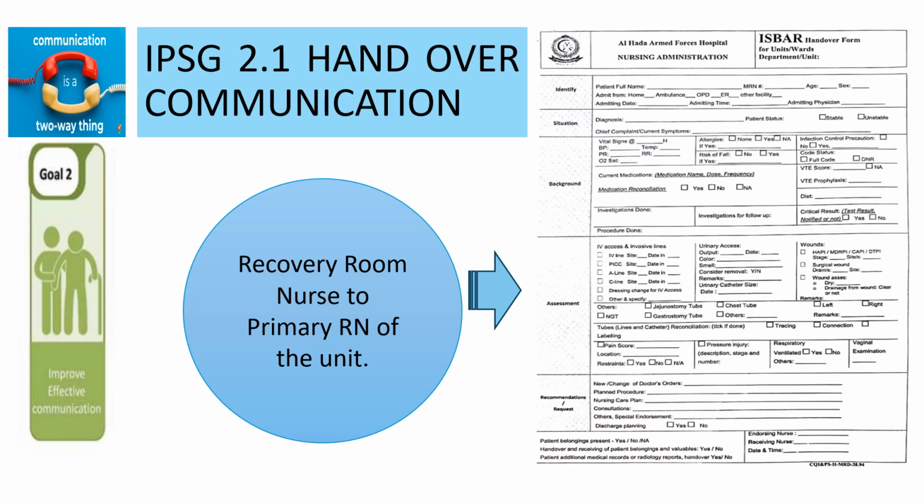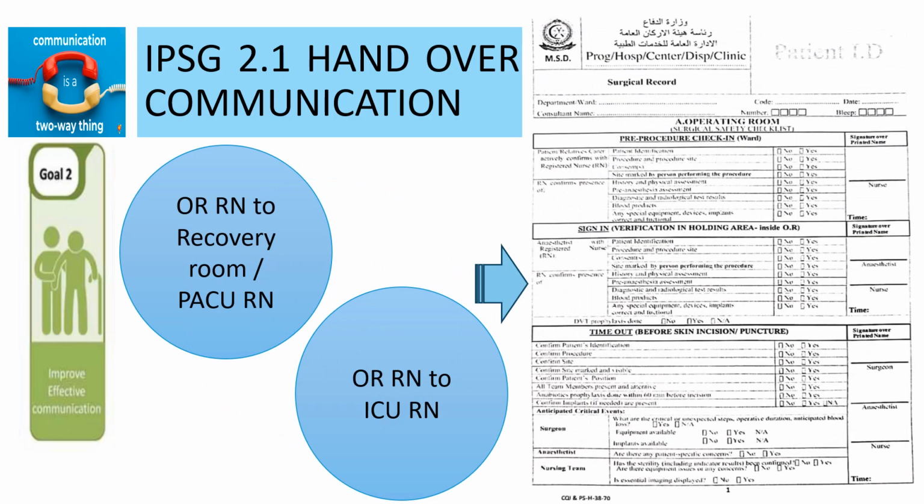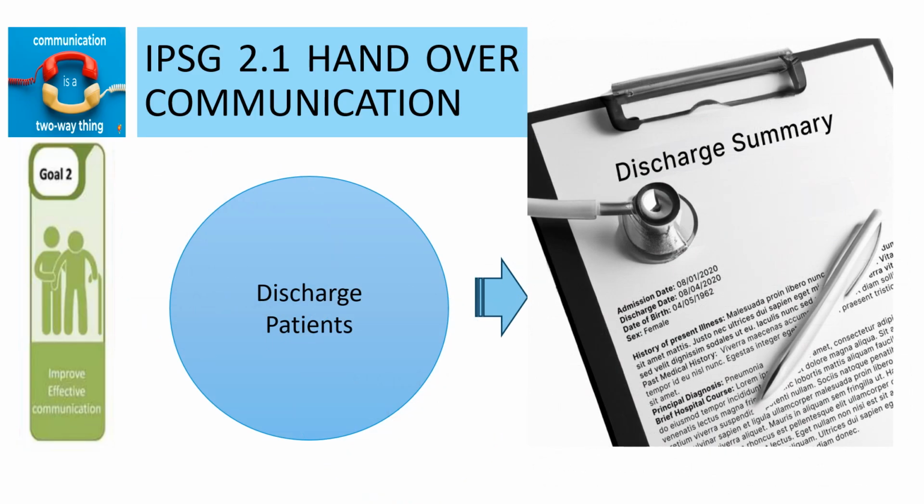Recovery room nurse to primary nurse of the unit need ISBAR. Nurse to recovery room nurse or to intensive care unit need the surgical record. For discharge, patients need to use the final discharge summary and at the same time include the home instructions.